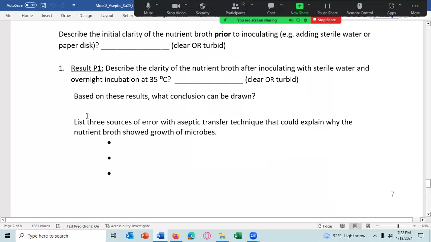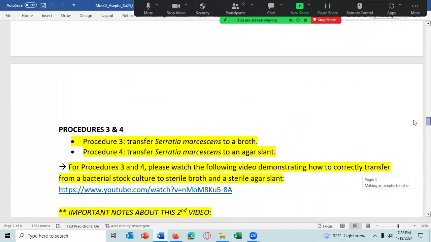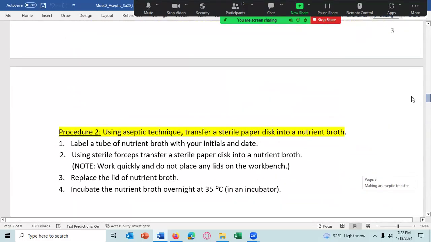And then 1C lists 3 sources of error with aseptic transfer technique that could explain why the nutrient broth showed growth of microbes. 1, 2, 3. Any question about that? If not, let's go back to procedure 2.